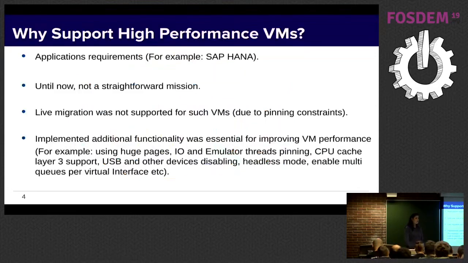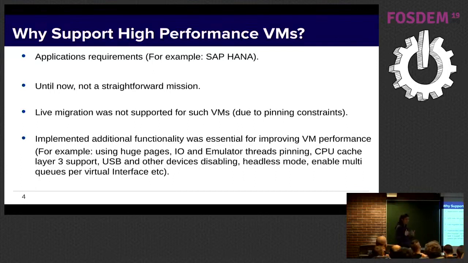So why did we add this feature? Why support high-performance VM? Why did we need that? So first of all, application requirements. There are a few applications that require better performance than others. For example, and this example is taken from oVirt actually, SAP HANA. SAP HANA is an in-memory database management system that processes a huge amount of data in a short amount of time. And SAP HANA could not run on our VMs, only on bare metal machines.